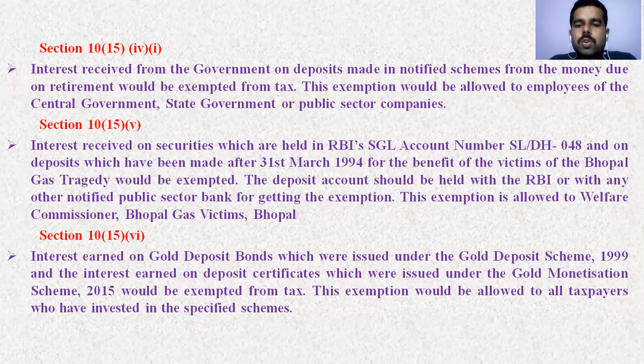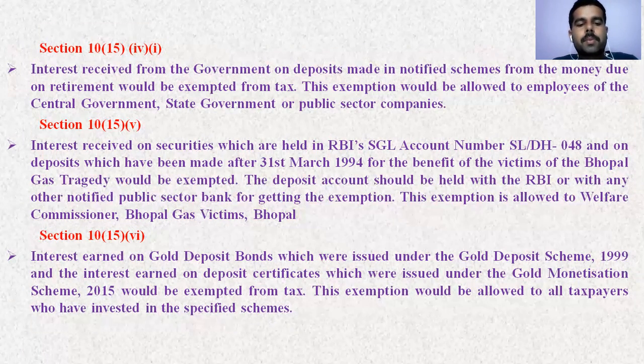The deposit account should be held with RBI or with any other notified public sector banks for getting the exemption. This exemption is allowed to the Welfare Commissioner, Bhopal gas victim, Bhopal. Okay, interest earned on gold deposit bonds which were issued under the gold deposit scheme 1999, and interest earned on deposit certificates which were issued under the gold monetization scheme 2015 would be exempted from tax. This exemption would be allowed to all taxpayers who have invested in the specified schemes.